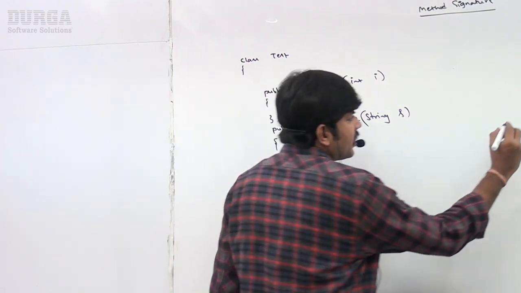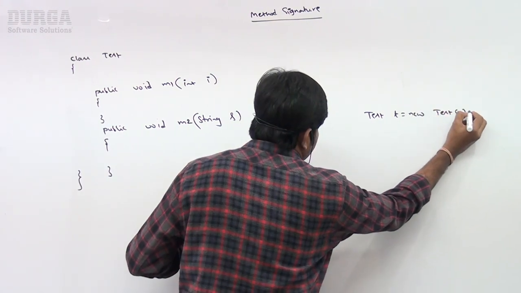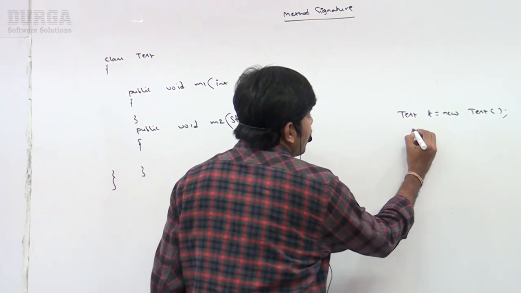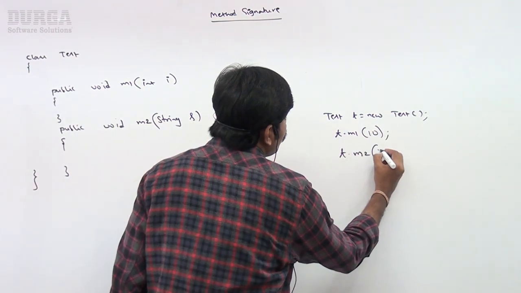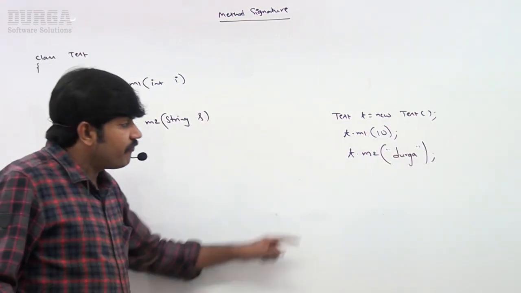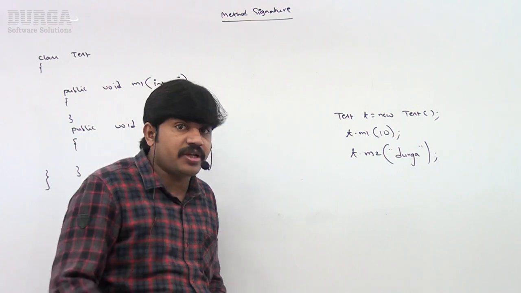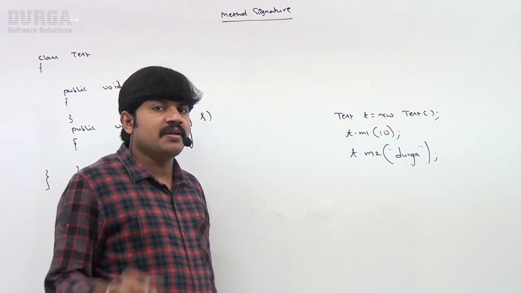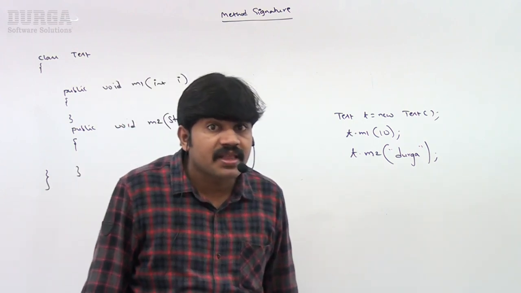Now, sir, I'm creating an object, Test t equals new Test. I want to call these two methods, right? Sir, you know, whenever we are making a call, t.m1(10), t.m2("Durga"), something like that, I'm calling these methods, right? Sir, whenever we are performing method calls, the compiler should check whether these methods are available inside the Test class or not. How will the compiler check, sir? While resolving method calls, the compiler is always going to use method signature.